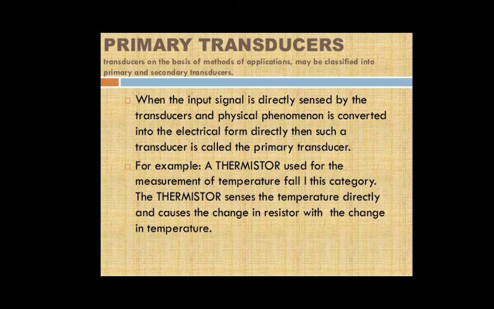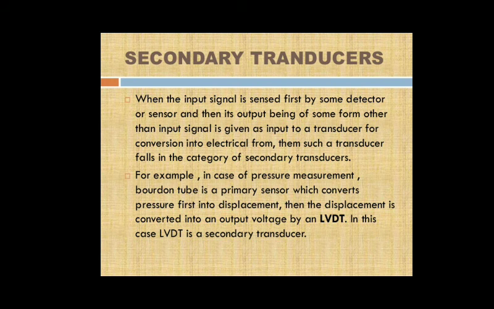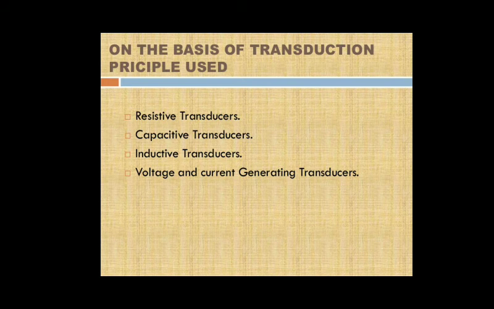Primary transducers are those which convert other energy signals directly into electrical signals. Secondary transducers are those where a middle step exists between the energy signal and the electrical signal conversion. On the basis of transduction principle, transducers can be divided into resistive transducers, capacitive transducers, inductive transducers, voltage and current generating transducers, etc.